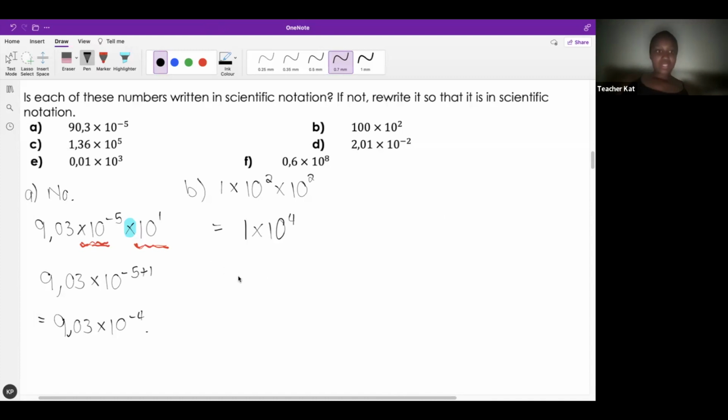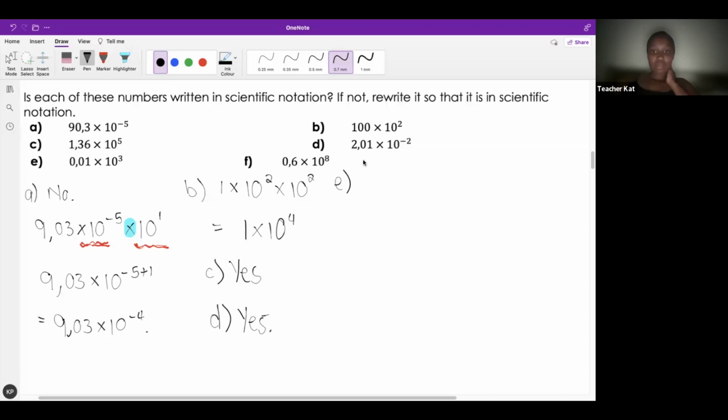Okay, number C, is number C in scientific notation? Yes, it is. There's nothing we can do about it. Is number D in scientific notation? Yes, it is. We must leave it alone. Is number E in scientific notation? No, it's not. Where do we want our comma?